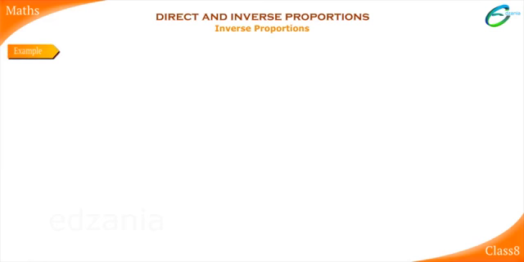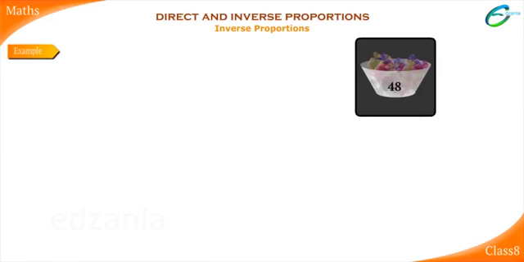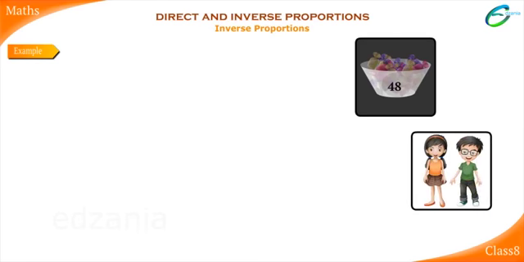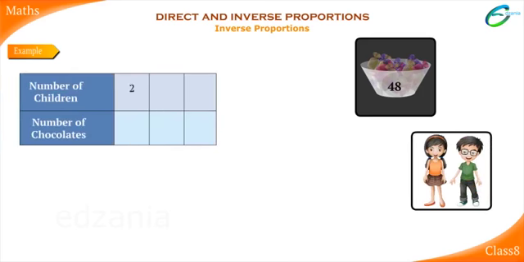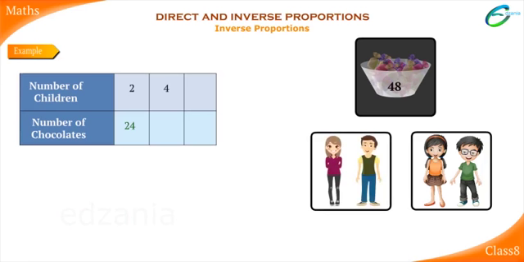Let us consider one example. Suppose that there are 48 chocolates which are to be distributed equally among children. Say there are only 2 children. Both will get 24 chocolates each. Suppose that 2 more children join them. Now if we want to distribute the chocolates equally among the 4 children, how many chocolates will each of them get? Each child will get 12 chocolates. If there are 12 children, each child will get 4 chocolates.